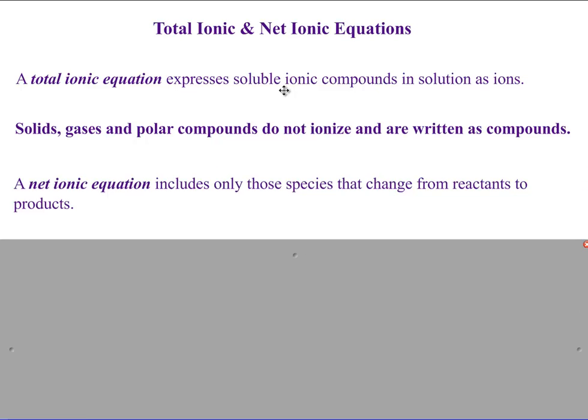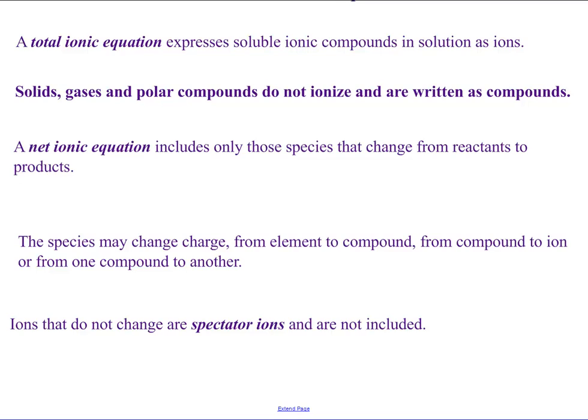A total ionic equation includes all the ions present in the solution. A net ionic equation is different. Net ionic equations include only those species that change from the reactant side to the product side. So it's usually going to include far fewer things than in a total ionic equation. The ions that don't change from reactant side to product side are called spectator ions, and we don't include them in a net ionic equation.